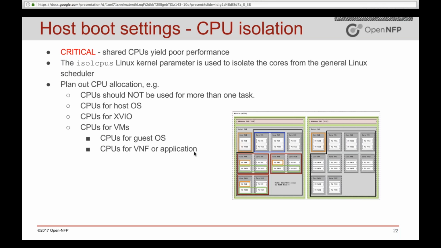All right, so I think we've emphasized that when you manage the CPUs, you need to isolate CPUs to different tasks. You shouldn't use them for more than one task. You can allocate some for the host OS. If you're using XVIO, you'll want to allocate a certain number of CPUs for that. If you're using VMs, you dedicate one or more CPUs for the guest OS, and you'll dedicate CPUs for the VNF or the application or the traffic generator. You'll isolate each of these out and ensure that they are not used for more than one purpose.